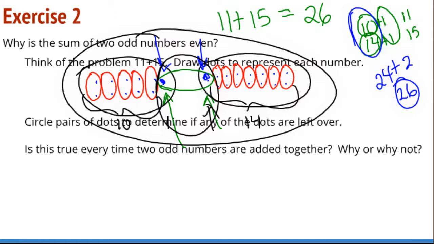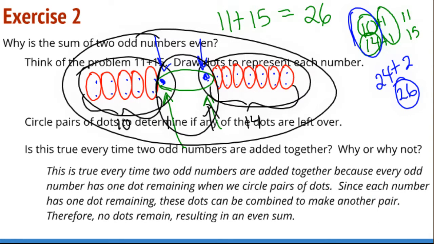Why or why not? So think about this. If you were to draw models of any odd numbers, what would you always have left over if you made pairs? Well, you would always have a dot left over. And if you combined that with another odd number that has a dot left over, then those two leftover dots would always be making a pair. So yes, this is true every time. Every odd number will have one dot remaining after we make pairs. And since each number has one dot remaining, these dots can be combined to make another pair. Therefore, I have no dots left over, and I get an even sum.